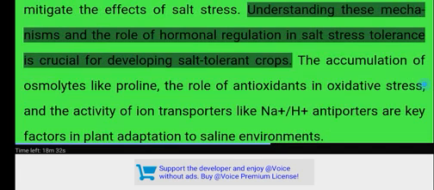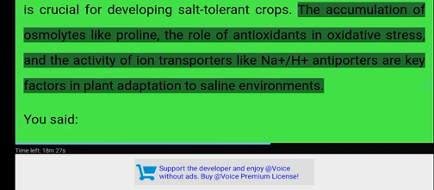Understanding these mechanisms and the role of hormonal regulation in salt stress tolerance is crucial for developing salt-tolerant crops. The accumulation of osmolytes like proline, the role of antioxidants in oxidative stress, and the activity of ion transporters like Na+/H+ antiporters are key factors in plant adaptation to saline environments.